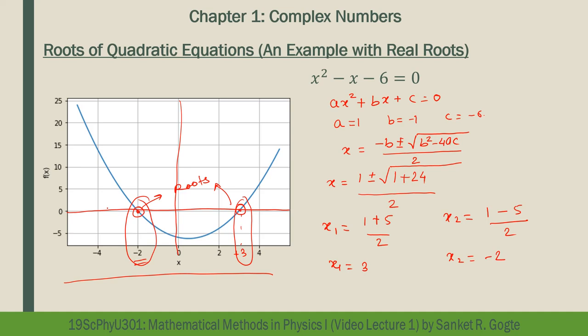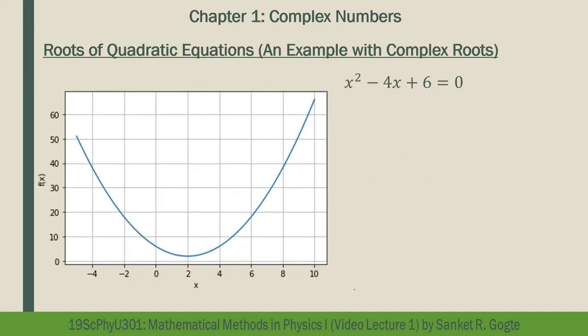So this is an example where we have real roots for a quadratic equation. Now let's consider another example of a quadratic equation, x square minus 4x plus 6. So a here is equal to 1, b is equal to minus 4, and c is equal to 6. Now this graph here is the left hand side of the polynomial plotted against x. You can see that this is the x-axis and this is the y-axis, and the curve never touches the x-axis in this case. That means there are no real roots to this quadratic equation.